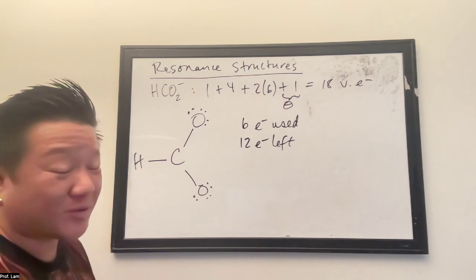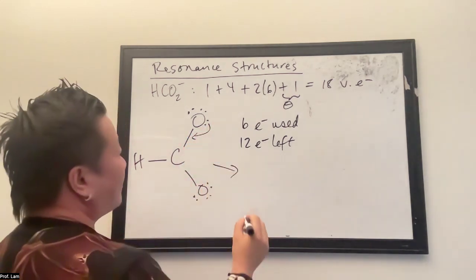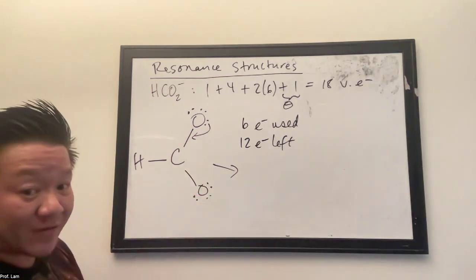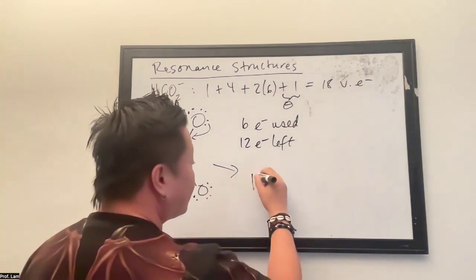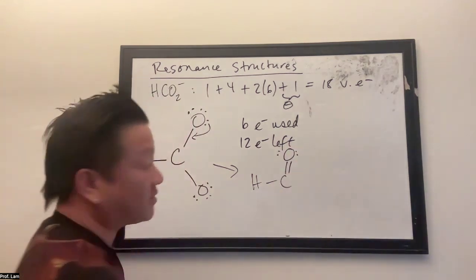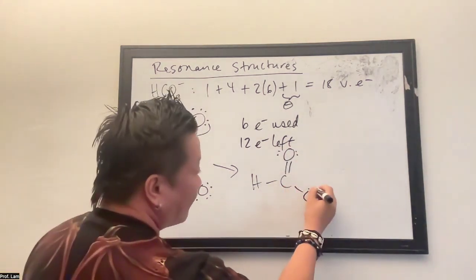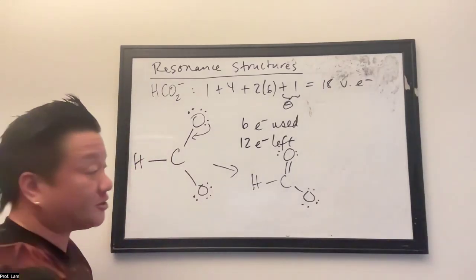No octet. So what are we going to do? We're going to have to put 2 electrons down for the double bond. And it doesn't matter which one I take it from, right? We're just going to do one first and draw the result. Okay, that's one structure already where I have a double bond on the top oxygen, single bonded to the bottom oxygen, okay?